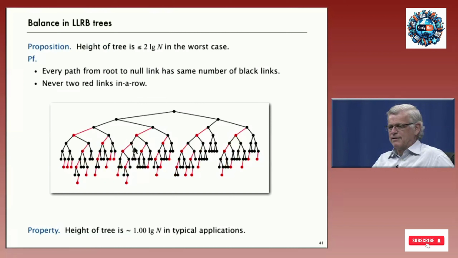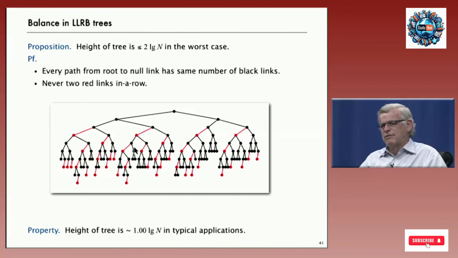And actually, in typical applications with any kind of randomness, or even if there's a lot of order, it's difficult to find situations, orders of keys, that build trees with height bigger than 1 log n. In real applications, it's very close to fully balanced all the time.